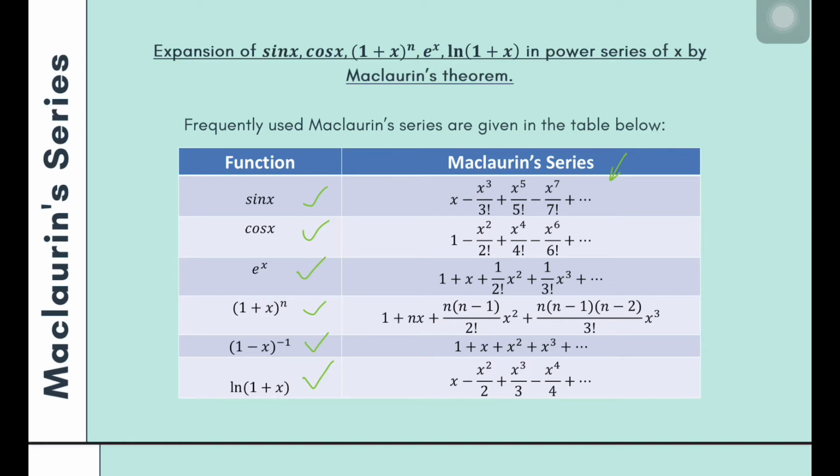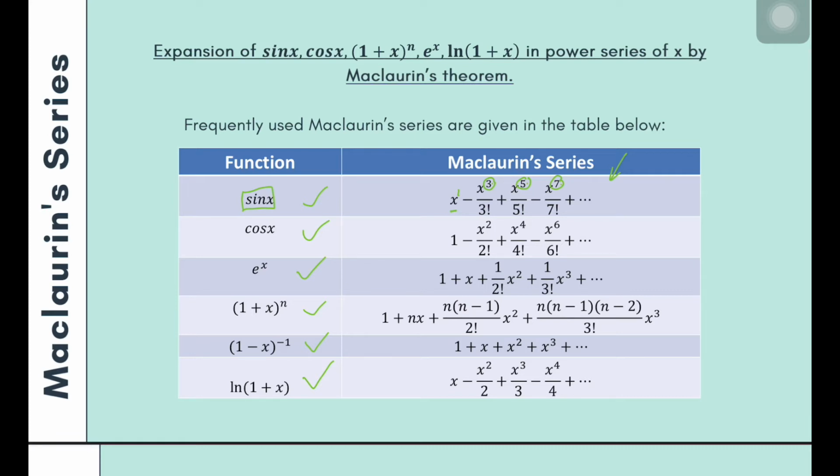For example, if we have sin x, the expansion of sin x by using the Maclaurin series will be x minus x cubed over 3 factorial plus x to the 5 over 5 factorial minus x to the 7 over 7 factorial. So what you can see here, for sin, it will start with x, then the power will be odd numbers. The power is 1, the power is 3, the power is 5, and this power is 7.